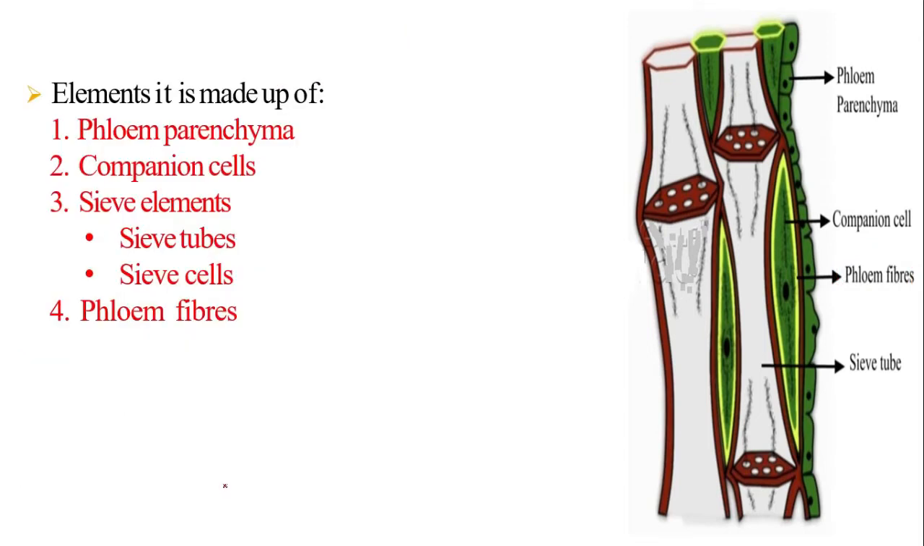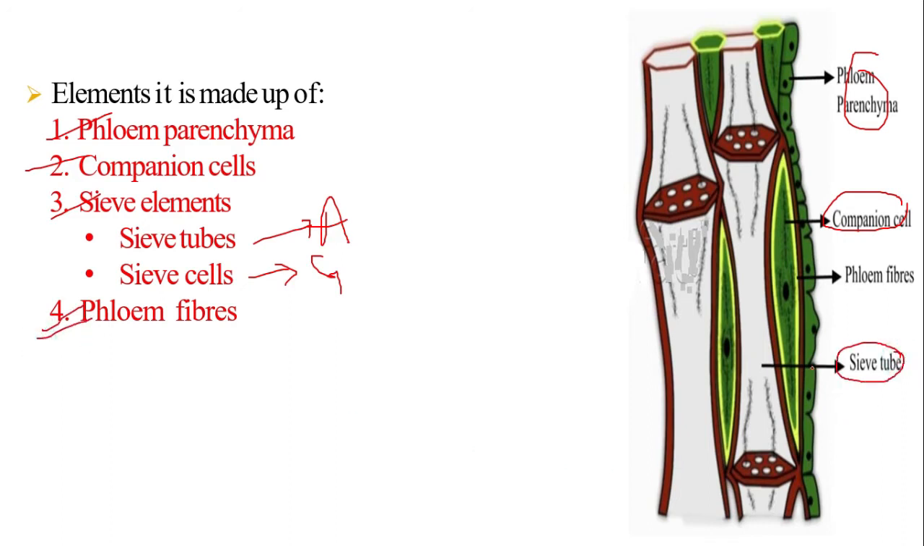So these are the elements which make up the phloem. Number one, phloem parenchyma. Number two, companion cells. Number three, sieve elements. Sieve elements are of two types: sieve tube and sieve cell. Sieve tube is for angiospermic plants and sieve cell is for gymnospermic plants. And next there are phloem fibers. So keep in mind that sieve tube is found in angiospermic plants, but in gymnosperms it will be replaced by sieve cells.